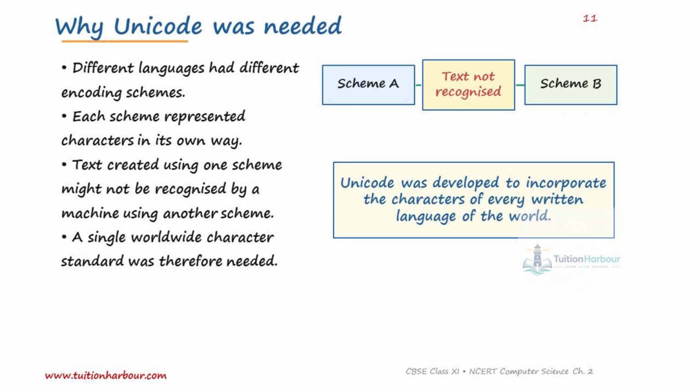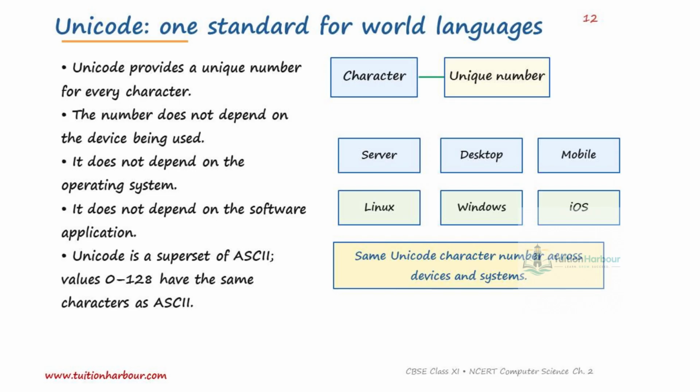Many language-specific encoding schemes could not communicate properly with one another because each represented characters differently. Unicode was developed to provide one standard for characters from written languages around the world. Unicode gives every character a unique number. This number is independent of the device, operating system, or software application. Unicode is also a superset of ASCII, and the lower ASCII values represent the same characters.